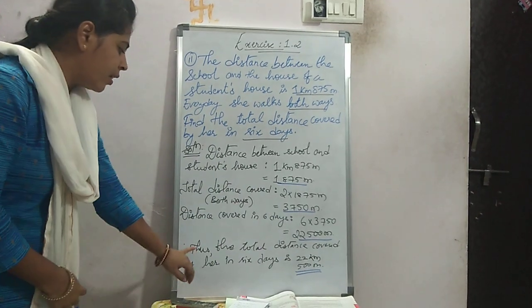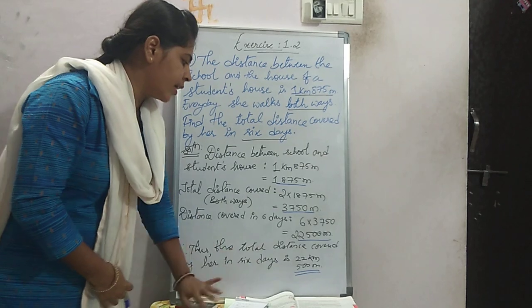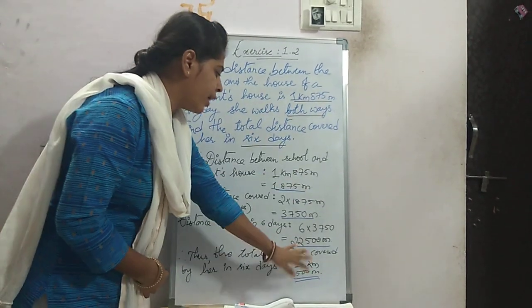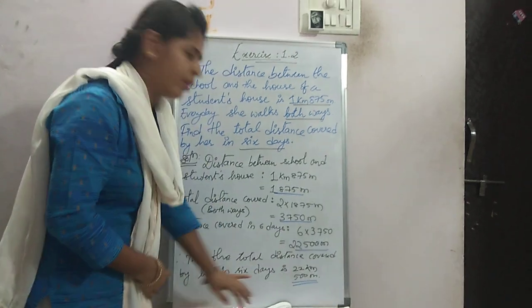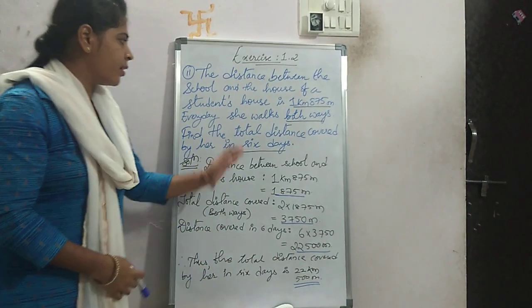So therefore the total distance covered by her in 6 days is, as the question is given in kilometer and meter, again you convert it into kilometer and meter, and it will become 22 kilometer 500 meter. This is the answer.